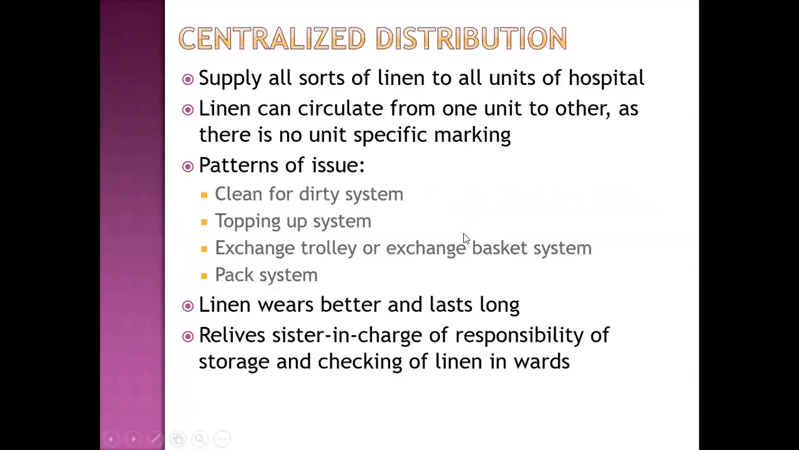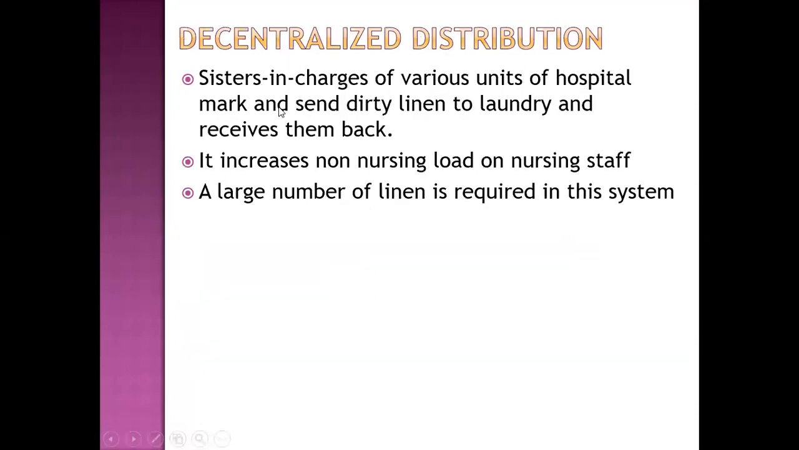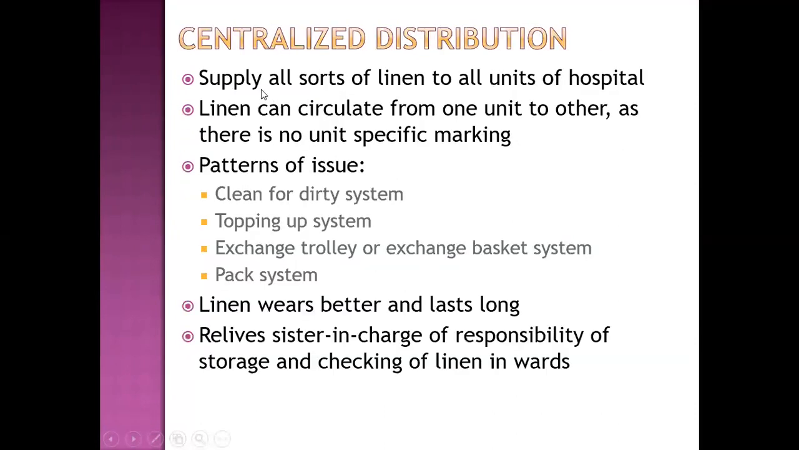So linen distribution may be centralized, decentralized, or mixed. In a centralized system, we supply all sorts of linen to all units of the hospital. And in this system, linen can circulate from one unit to another, as there is no unit-specific marking. And patterns of linen issue in centralized distribution may be clean for dirty exchange system, topping up system, exchange trolley or exchange basket system, and pack system. In the centralized system, linen wears better and lasts long, and the centralized system relieves the sister in charge of the ward of the responsibility of storage and checking of linen.